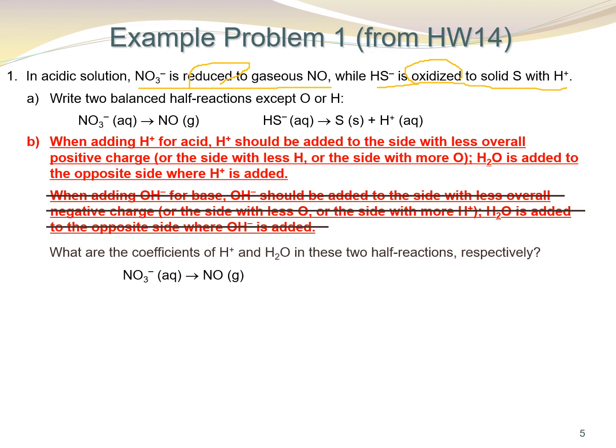Let's look at the first half reaction. I got a nitrate and NO. To which side should I add H plus? Now let's see. When adding H plus for acid, this is my preference: H plus should be added to the side with a less overall positive charge. Which side has less overall positive charge? This side, right? Because this side has negative charge. It needs H plus to balance the charge in order to have an O.